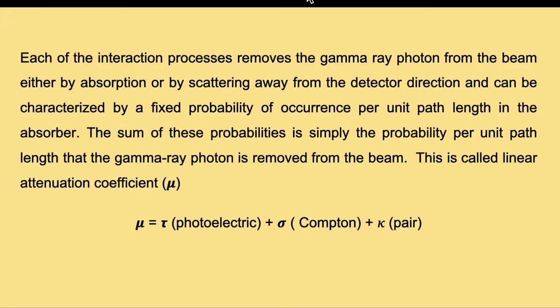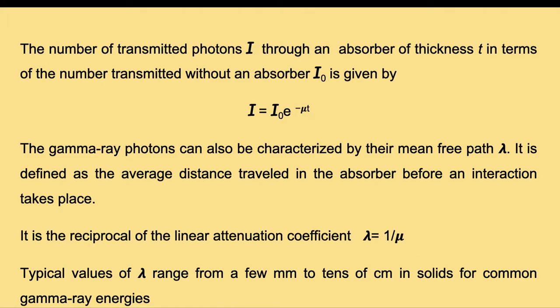That probability for removing is due to these three, and you are now writing the linear attenuation coefficient mu as a sum of the probabilities of photoelectric, Compton and pair production. Tau for photoelectric probability, sigma for Compton scattering, and kappa for pair production. The number of transmitted photons I through an absorber of thickness T, in terms of the number transmitted without an absorber I0, is given by I equal to I0 e raised to minus mu T.